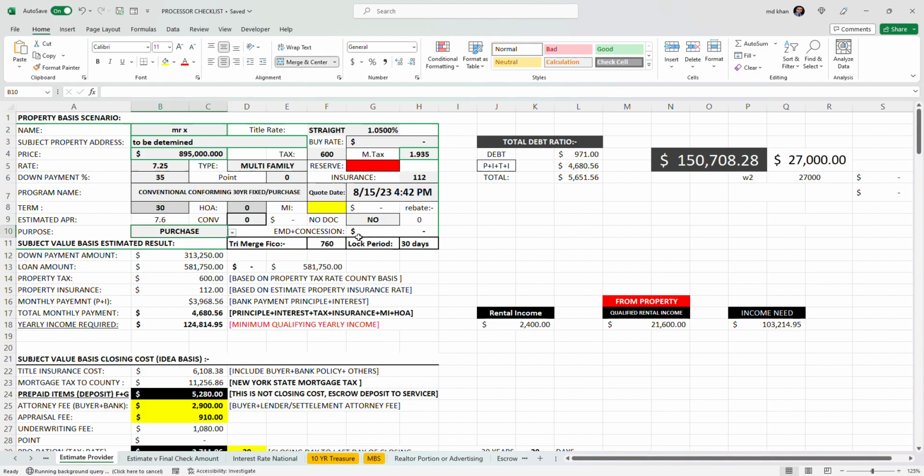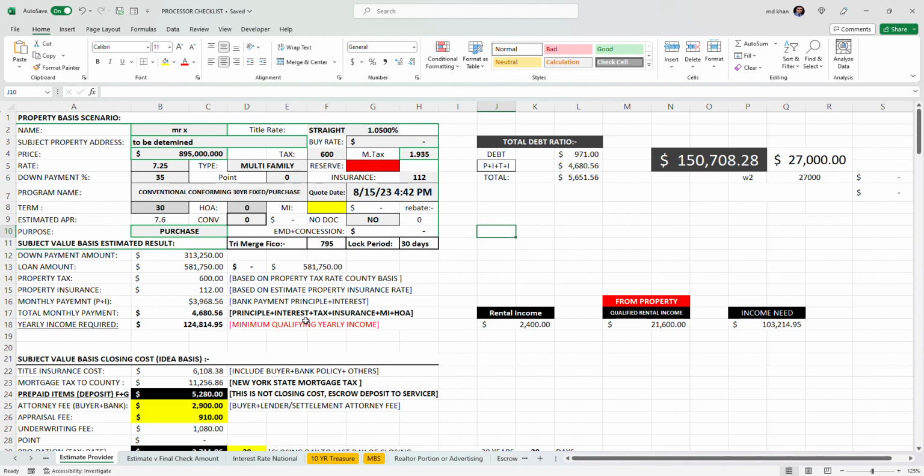It's a purchase, and for the EMD plus concession, we're not putting any number here. And what is the tri-merge FICO, which is the credit score? He said around 795. Okay, so let's go by the 795, and we'll just disclose a 30 days lock period.